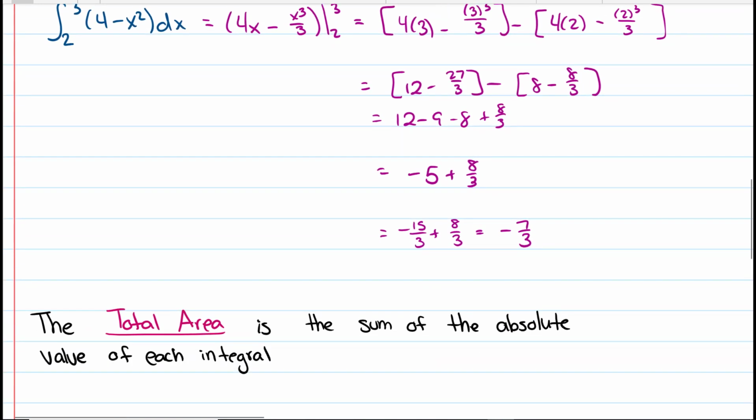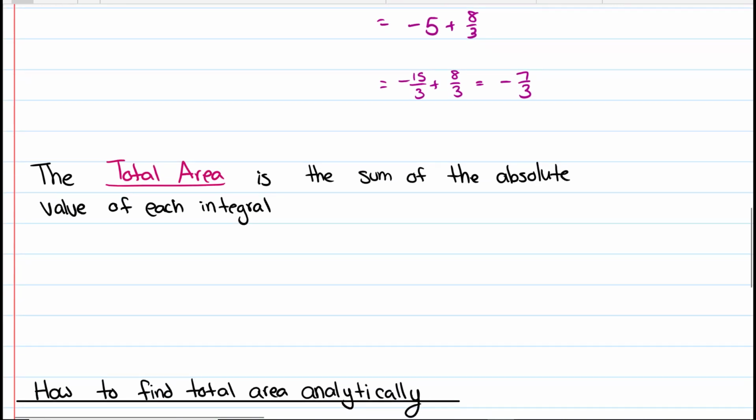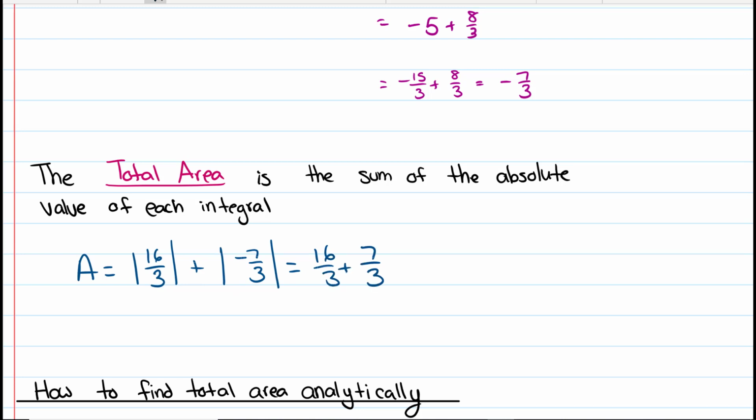So notice that the total area is the sum of the absolute value of each integral. So what you do to find the total area is we take the absolute value of the first area, which was positive anyways, plus the absolute value of the second area, and you add those together. So when you do that, you get 23/3, and that would be the total area of that integral.